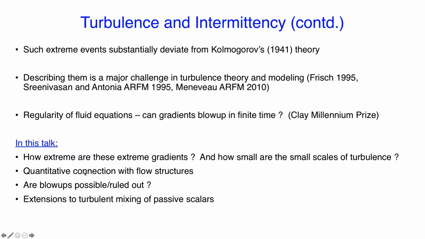So in this talk, I will structure it to answer some very simple questions which we set out to understand. The first question we want to answer is how extreme these extreme gradients are, which is also to answer how small the small scales of turbulence are. Then I'll try to make some quantitative connection with the flow structures that we saw earlier, like vortex tubes. Then I'll have some brief discussion about whether blowups are possible or ruled out. And then I'll try to extend the work to mixing of passive scalars in turbulence.